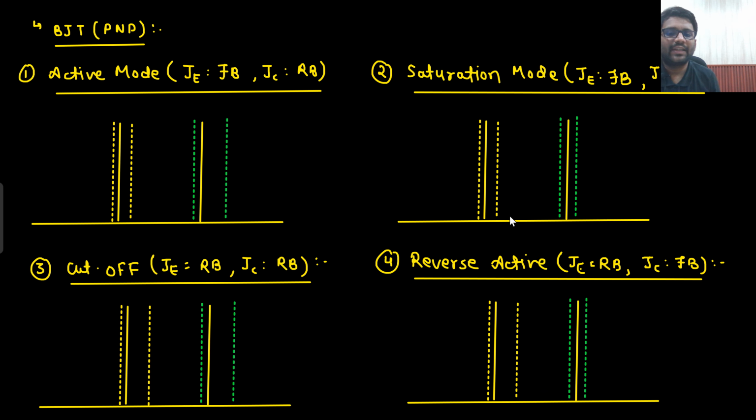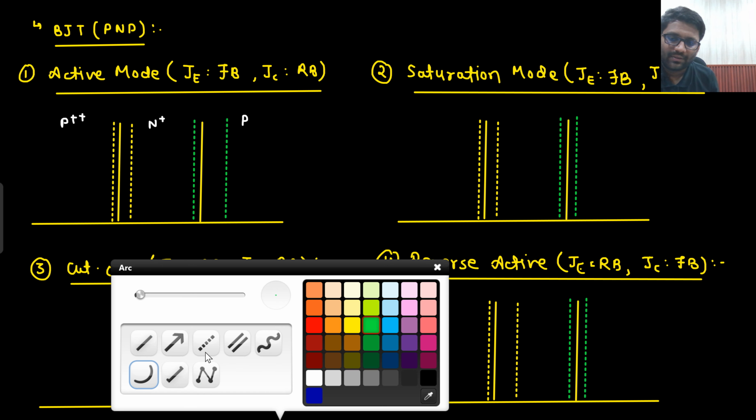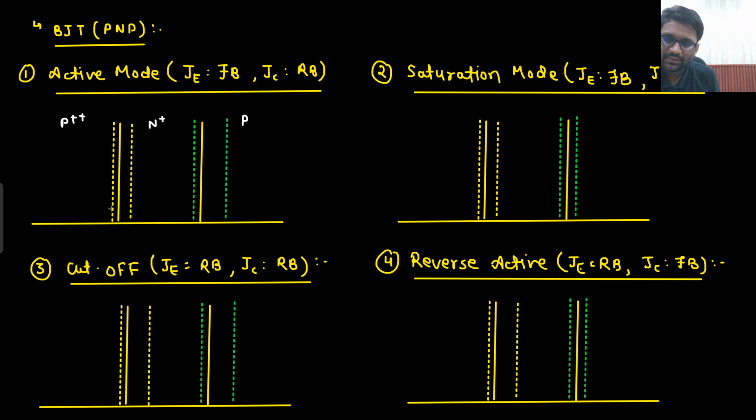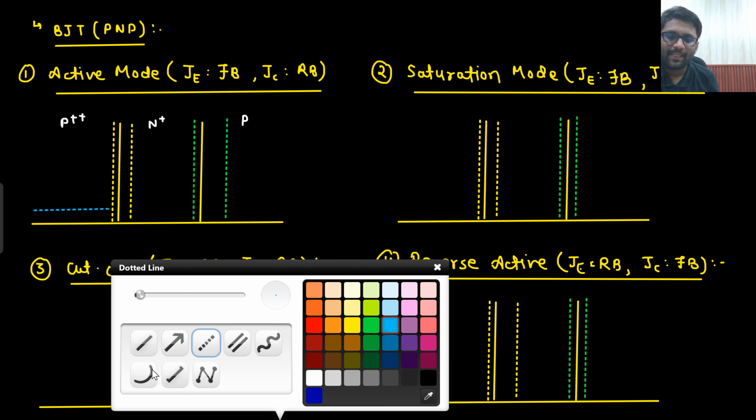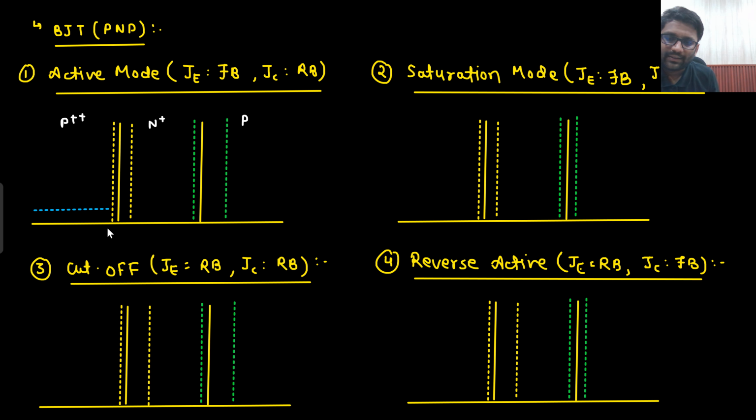Similarly for BJT as well, we can draw these kinds of plots, but we need to combine both of them, forward bias and reverse bias. What is our scenario? P plus plus, N plus, and P. So here the electron concentration would be very low. Now you know that this junction is forward biased and this junction is reverse biased. So this junction will follow the characteristic of forward bias, that means I will get this kind of concentration plot. But this one will say that I will follow this kind of curve.